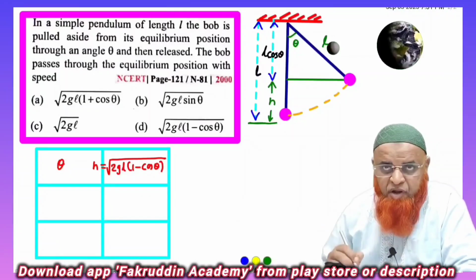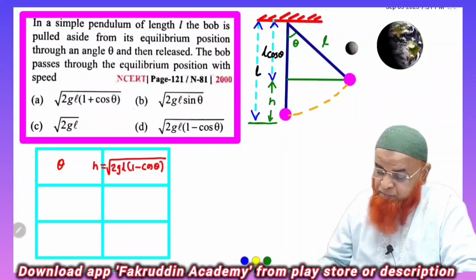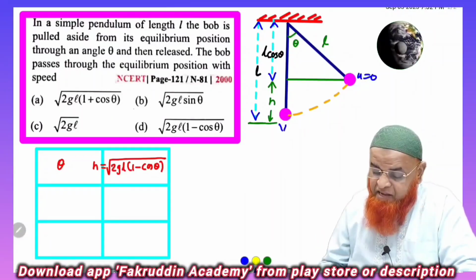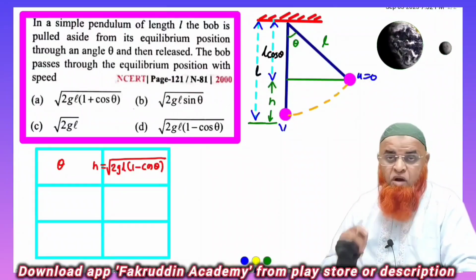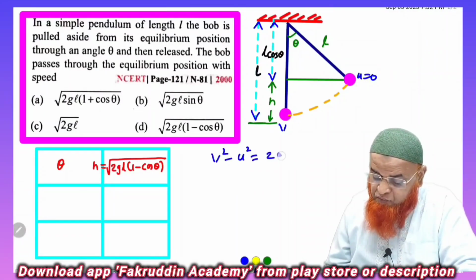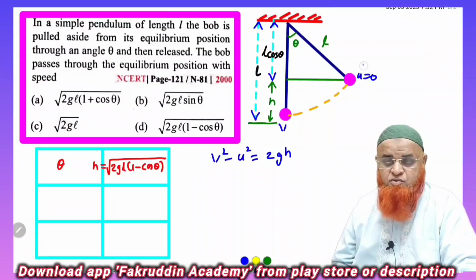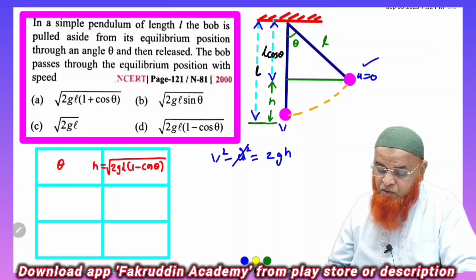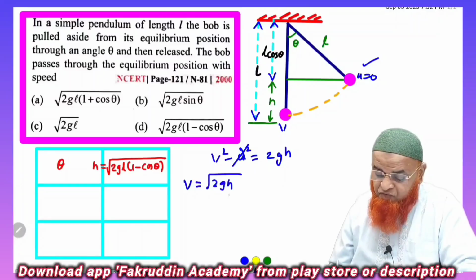My dear students, this previous year question is one in which a pendulum is dropped from here, where u is equal to 0, and we have to find the velocity. What is the speed at the bottommost point, that is here? For that you can write v square minus u square is equal to 2gh. As initial velocity is 0, this part goes, and you know v is equal to square root of 2gh.